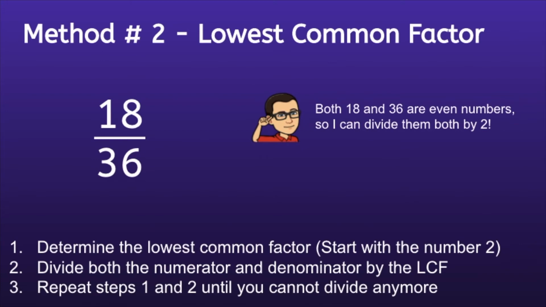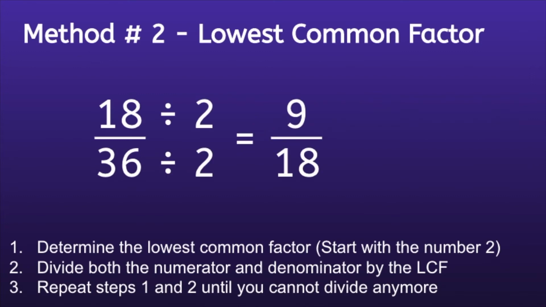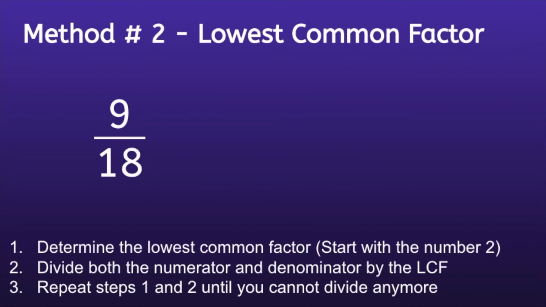So this brings us to step number 2. Divide both the numerator and the denominator by the lowest common factor. 18 divided by 2 is equal to 9. 36 divided by 2 is equal to 18. Step 3. Repeat steps 1 and 2 until you cannot divide anymore.